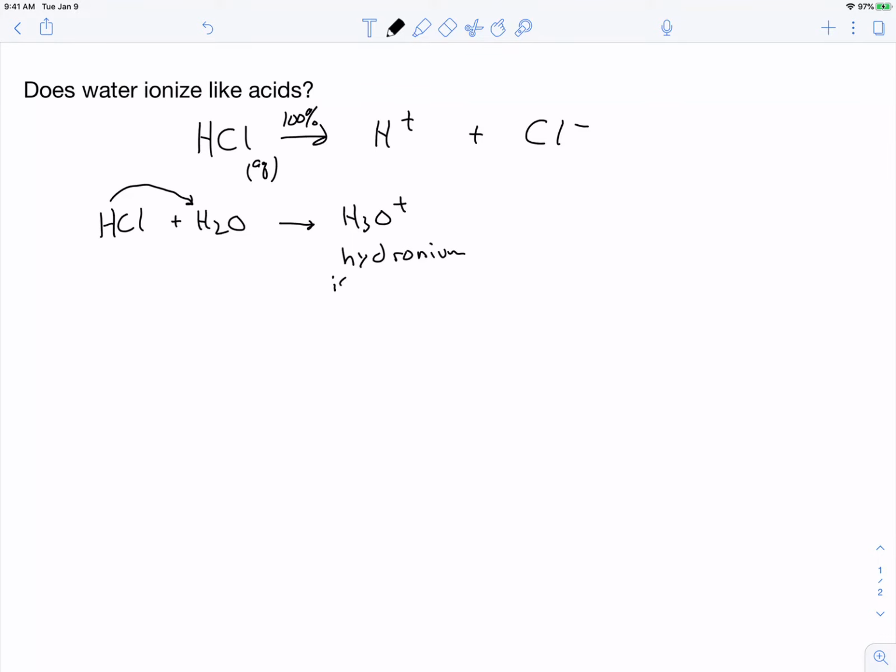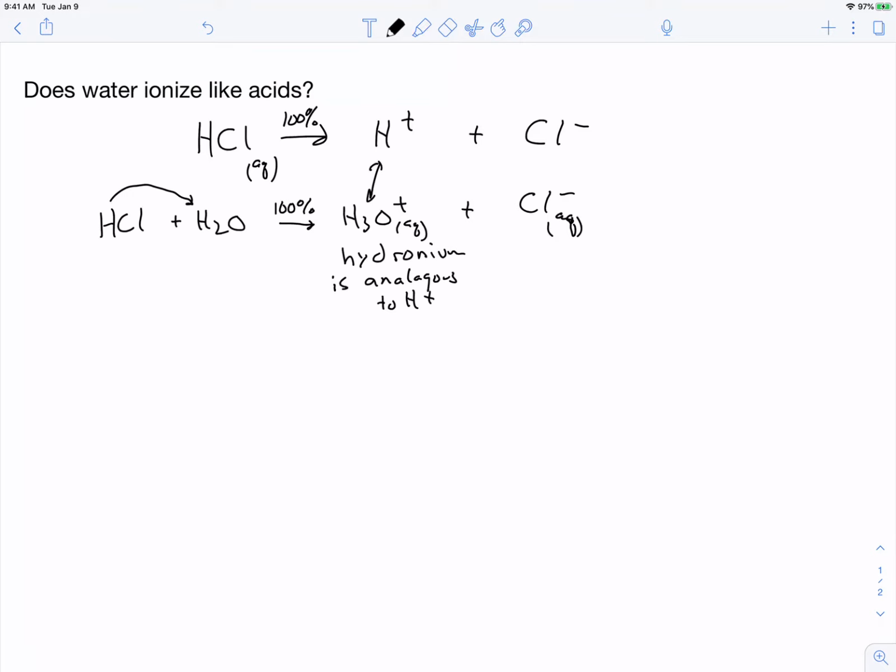And it is analogous to hydrogen. So these are kind of representing the same thing, the hydrogen and the hydronium. And then of course, plus chloride. And these are aqueous, they're in solution. So we know that this happens 100% of the time with strong acids.